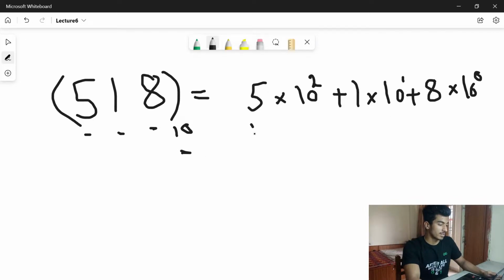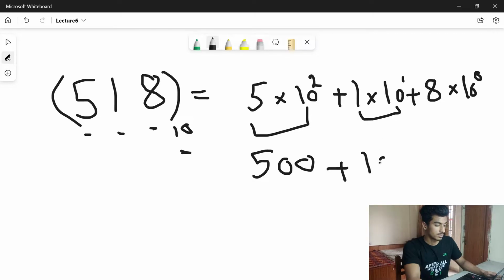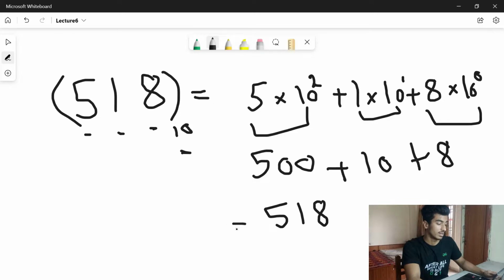So this is 500 plus this is 10 plus this is 8. 8 into 1 is 8. So 500, 10, 8: 518. That's how we calculate decimal numbers, but you already know that. I am telling you all this because this is the same way we calculate binary numbers.